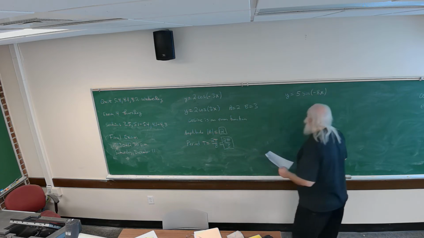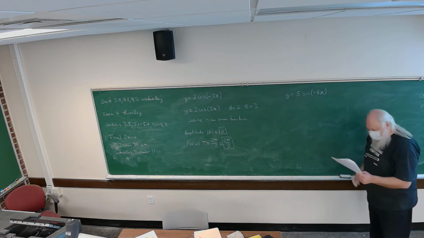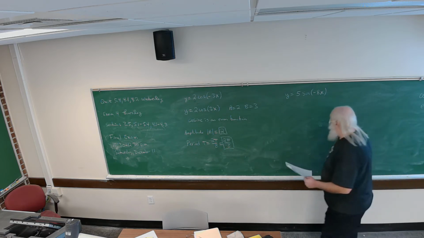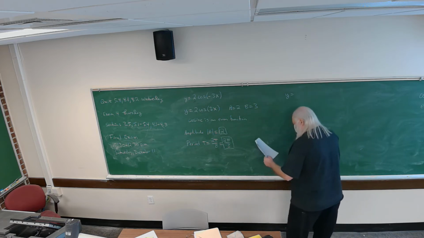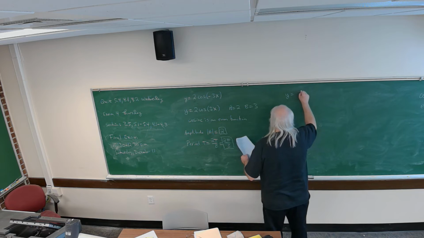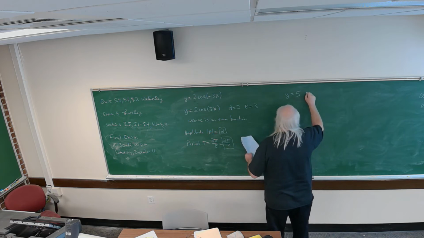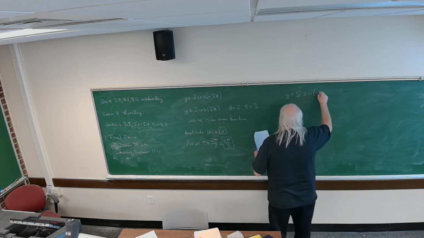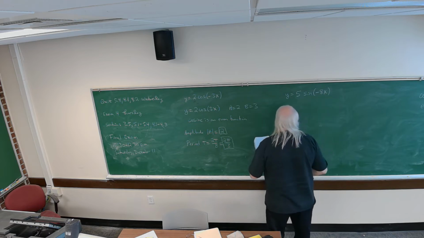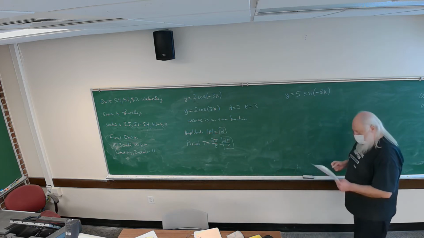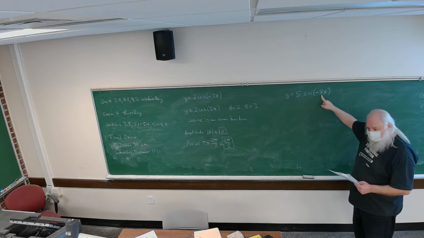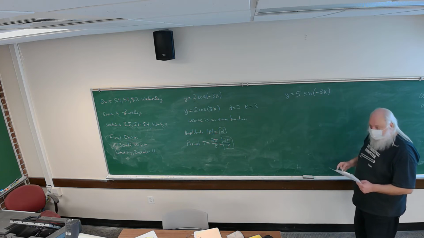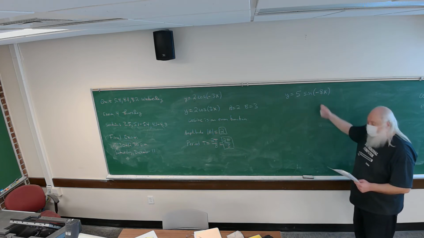All right, y equals 5 times the sine of minus 8x. So initially it looks like A is equal to 5 and B is equal to negative 8. But B can't be negative. So how do we get rid of the minus sign?